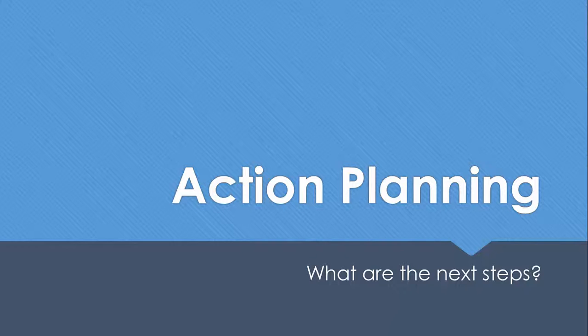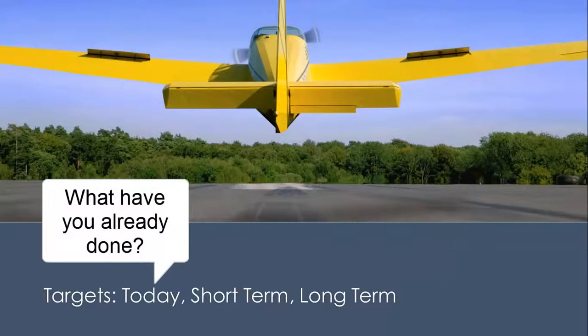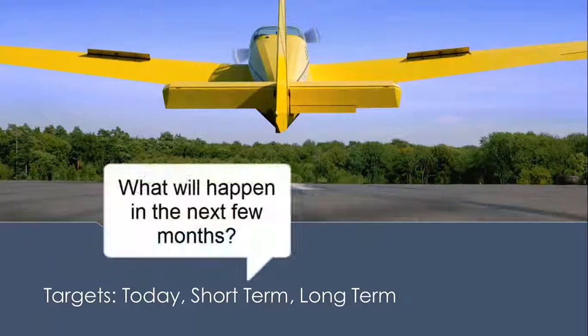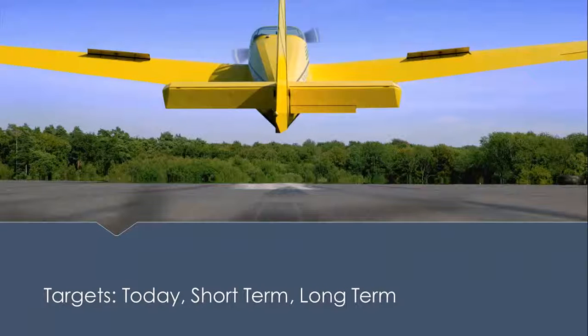Action planning. What are the next steps? The business plan is great, but you need to start focusing on the action and moving forward. What are your business goals? Today should highlight what you have already accomplished so far. This shows that you are capable of execution. Short term is what you expect to accomplish in the next few months. This could be motivating for you and your team. Long term should tie into the vision and outline some of the steps that you hope to take to get there. All of this shows your momentum and that you are moving forward. This is a very important piece of your business plan.